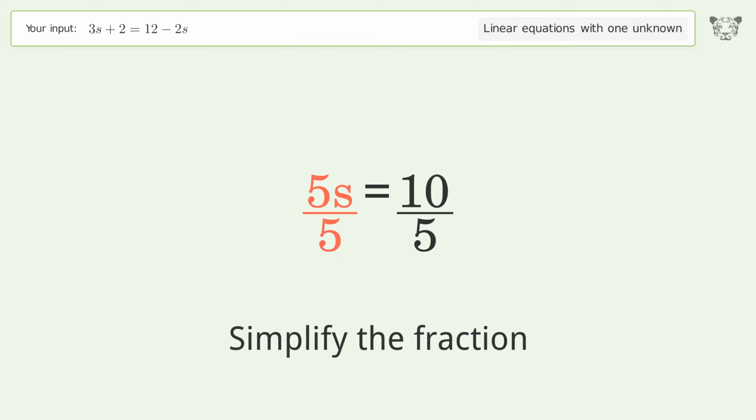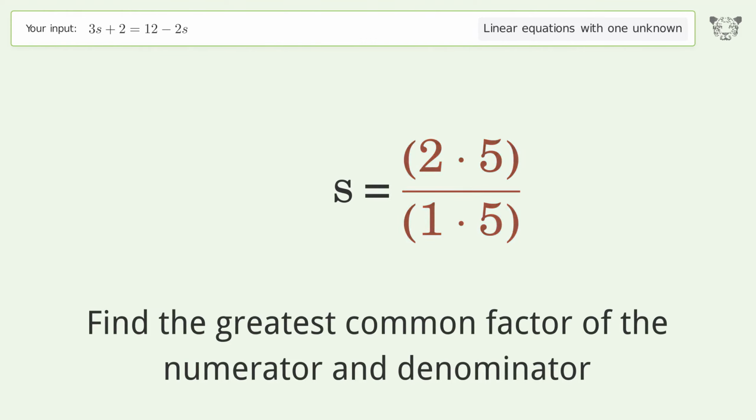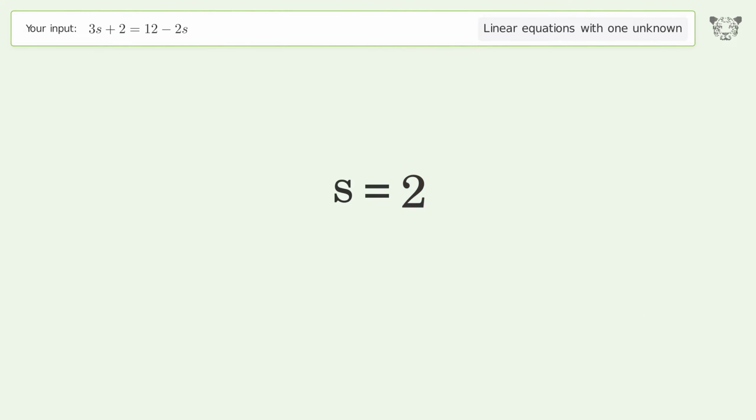Simplify the fraction. Find the greatest common factor of the numerator and denominator. Factor out and cancel the greatest common factor. And so the final result is s equals 2.